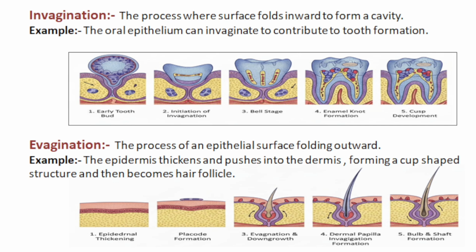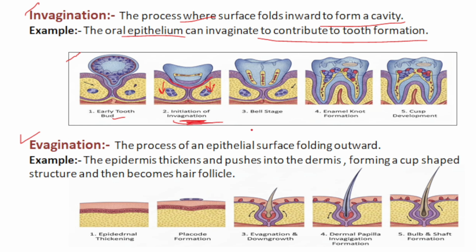Then the next concept is invagination and evagination. First, invagination. The process where the surface folds inward to form a cavity is called invagination. For example, the oral epithelium can invaginate to contribute to tooth formation. You see this picture of the process of tooth formation, and in the second picture there is the initiation of the invagination. First the early tooth bud, and then the initiation of the invagination. From this step the invagination starts, and the surface is folded inward and forms a cavity. So this process is called invagination.